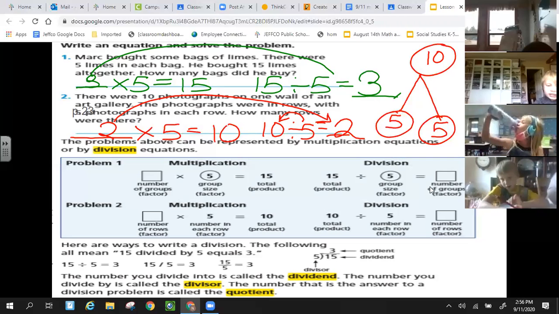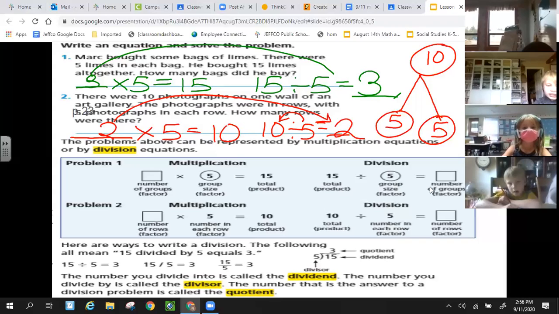Here's some vocabulary for you. So get your voices ready. The number you divide into is called the dividend. So that's the big number. On this problem, 15 is the dividend. On this problem, what's the big number? 10 is the dividend. We're going to say that in a very deep voice. Ready? Dividend. Do it again. Dividend. We're going to say it deep because it's the big number.